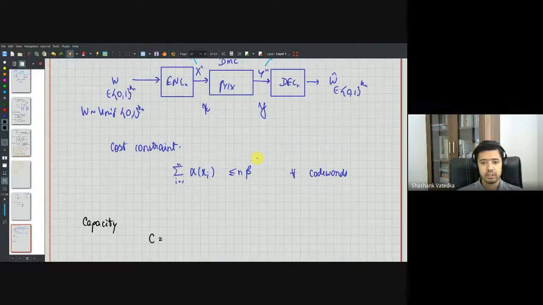Okay. And now we're imposing this constraint that every transmitted sequence xn must satisfy the property that summation i going from 1 through n of alpha of xi should be less than or equal to n times beta. So the cost function is some function from the input alphabet to the set of non-negative real numbers, right? And we want to ensure that this cost constraint is satisfied.